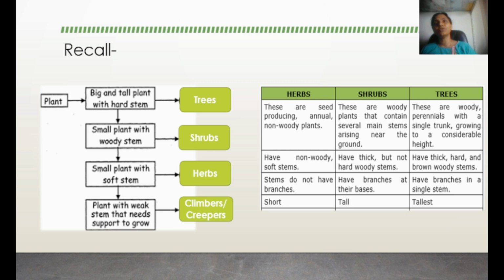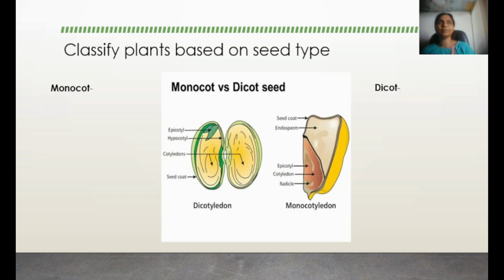Trees are woody perennials with a single trunk growing to a considerable height. They have to be of a certain height. They can't be short. They have thick, hard, and brown woody stems, and they have branches on a single stem. And what is that huge single stem called? It's called a trunk. And they are the tallest of these three types of plants that you can find.